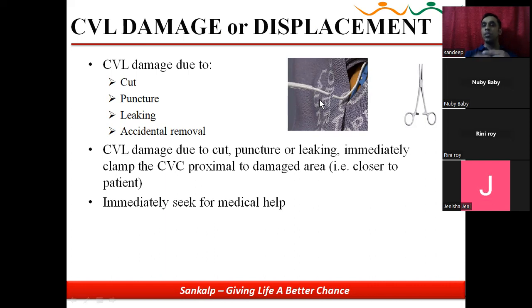First of all, the micropore has to be secured very clearly. One side opening has to be there, so it can easily come outside. So always, don't use any sharp item near the central line.